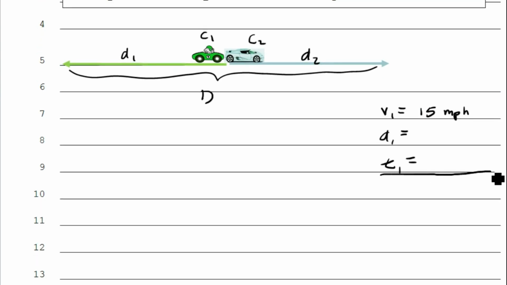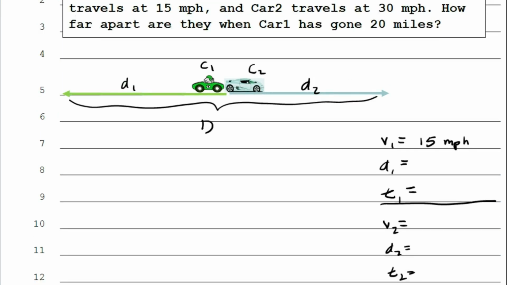And car 2 has V2, D2, and T2. And we have V2 equals 30 miles an hour. With car 1, it's gone 20 miles. So D1 equals 20 miles.